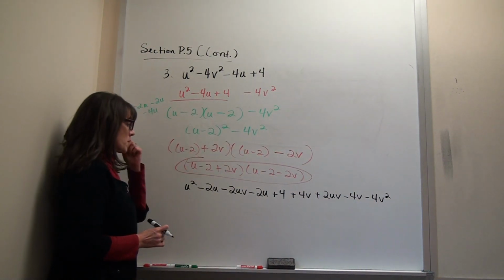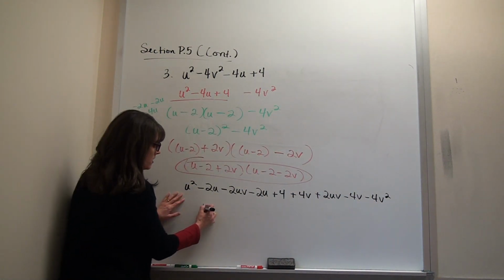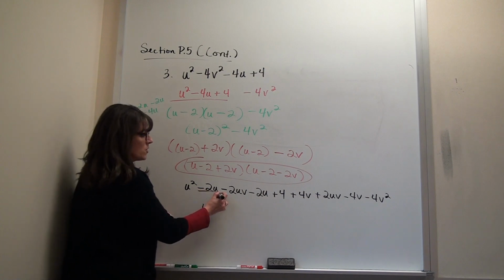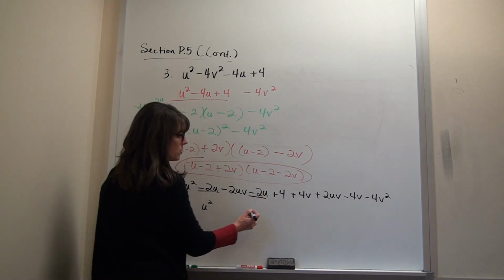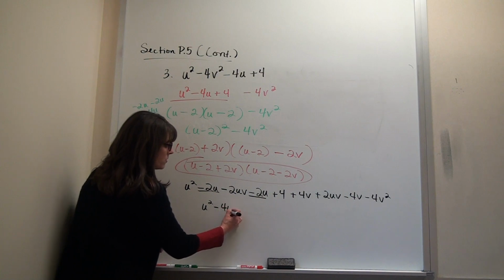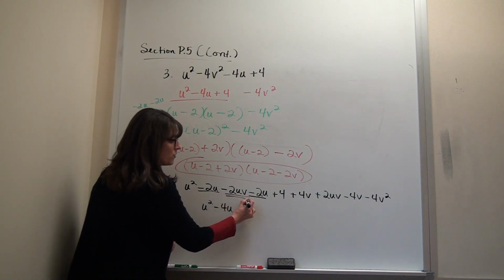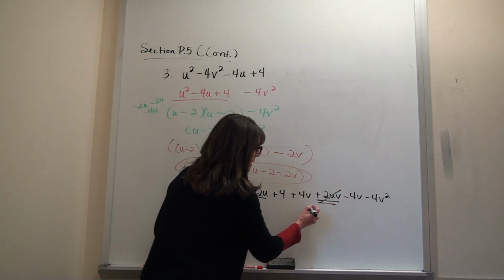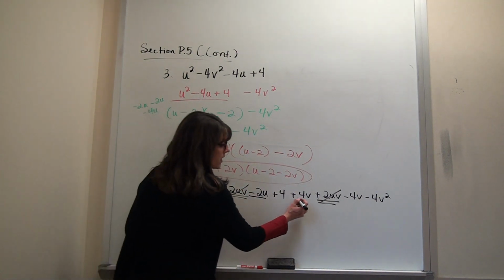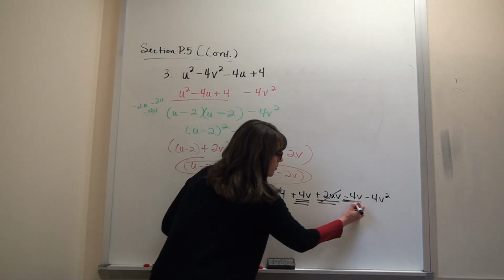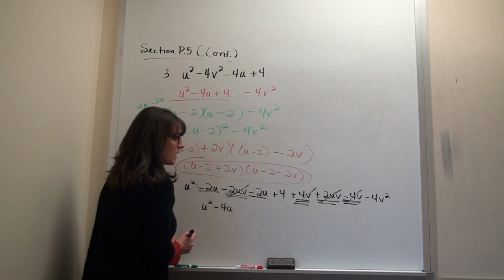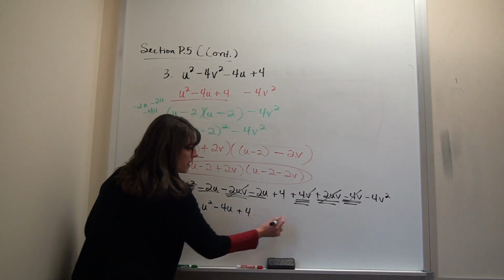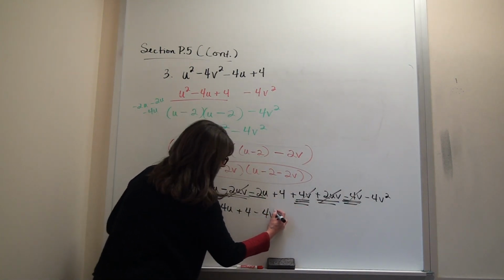Now when you combine all those like terms, u squared won't combine with anything. But a negative 2u minus a 2u is going to be a negative 4u. And negative 2uv plus a 2uv cancels out. I've got a 4v here minus a 4v here. Those cancel out. And I've got a plus 4 and I've got a minus 4v squared.